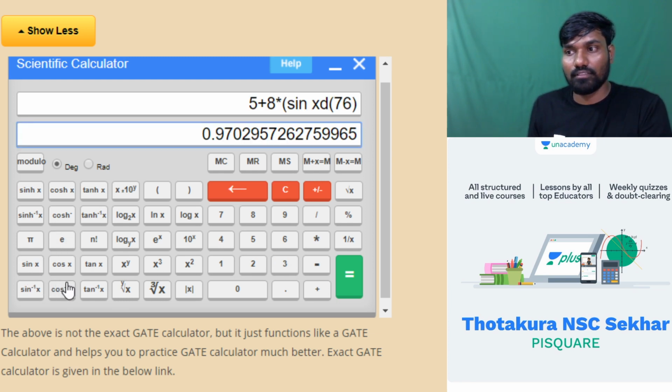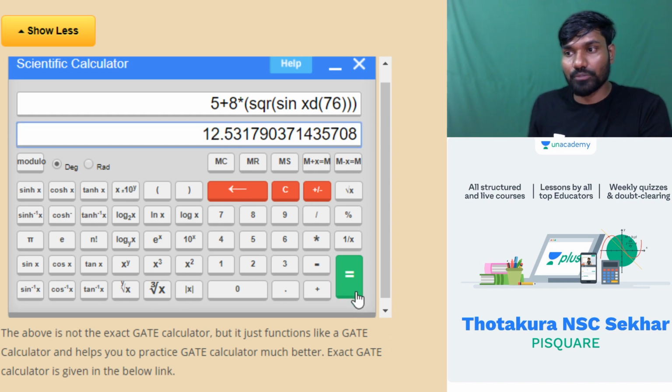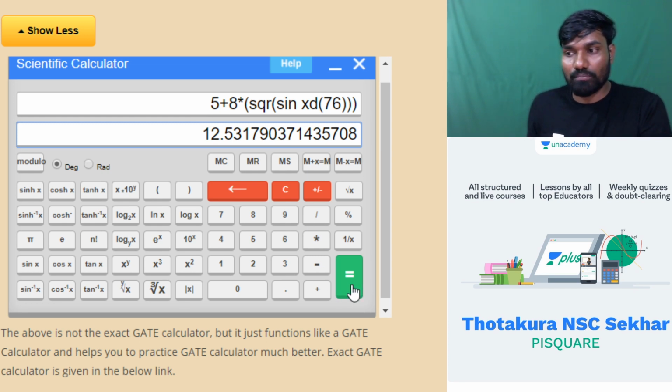Sine. Okay, you need to perform square for this. So the square is here, hit this, square of sine 76. It's taken already. Then close the bracket, press equal to, this is the result. If you don't press equal to, you will see only the initial result, not the final result. Press equal to, you'll get 12.532. 3 digits always.